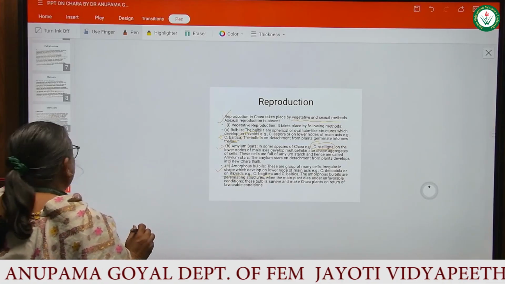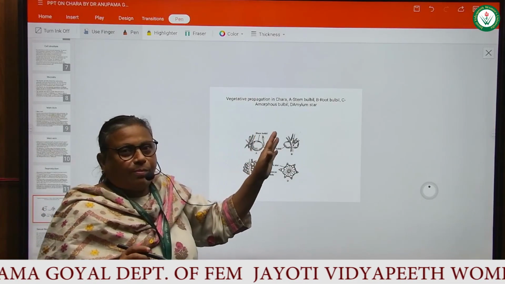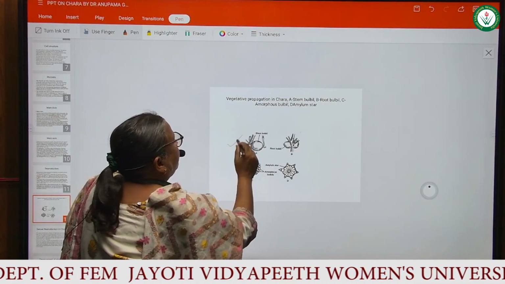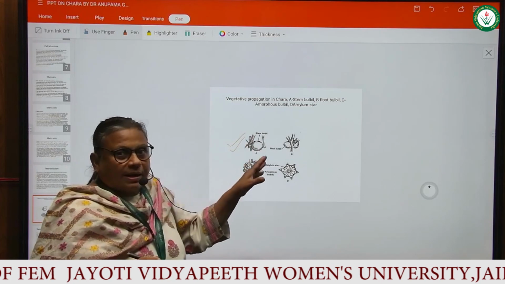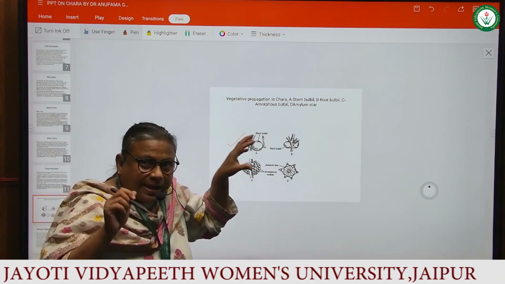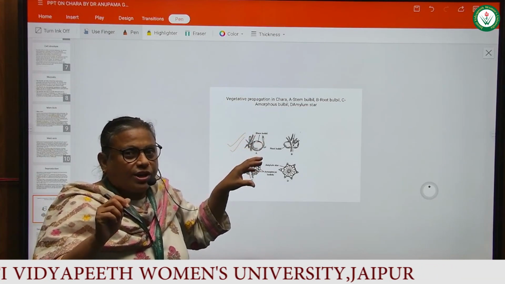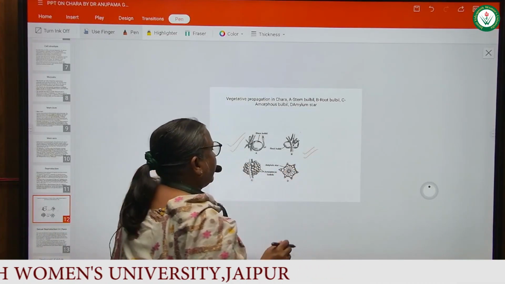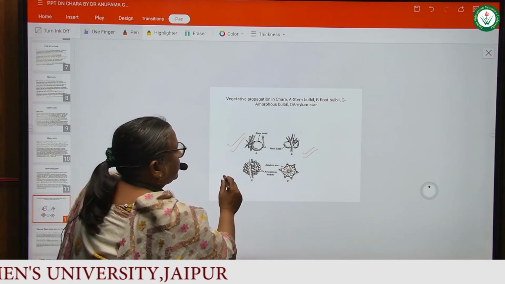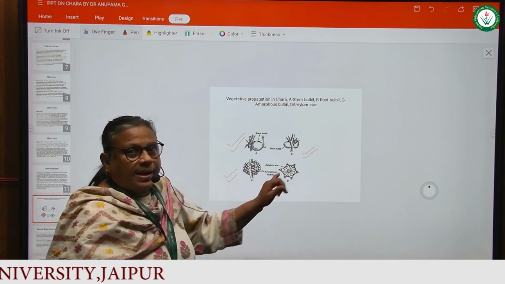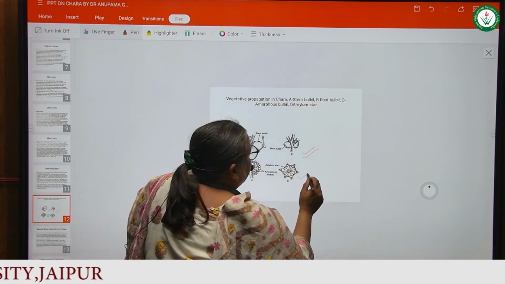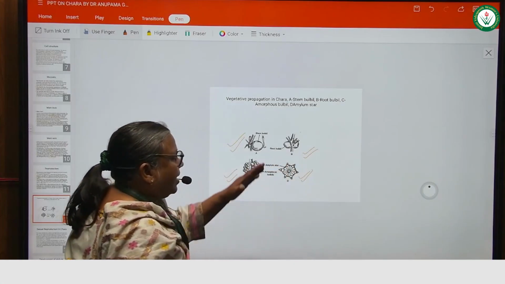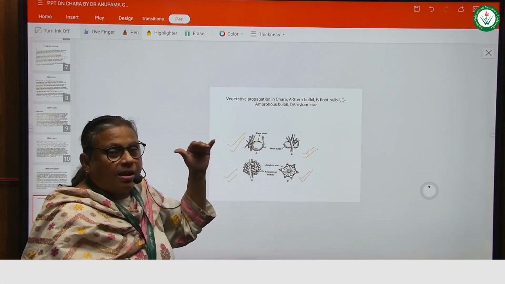Now I show you the vegetative propagation in Chara. The first diagram, A, shows the stem bulbils, by means of which vegetative reproduction occurs in Chara. The B diagram shows the root bulbil, the C diagram shows the amorphous bulbils, and the D diagram shows the amylum stars. See, these are amylum stars, by means of which Chara reproduces vegetatively.